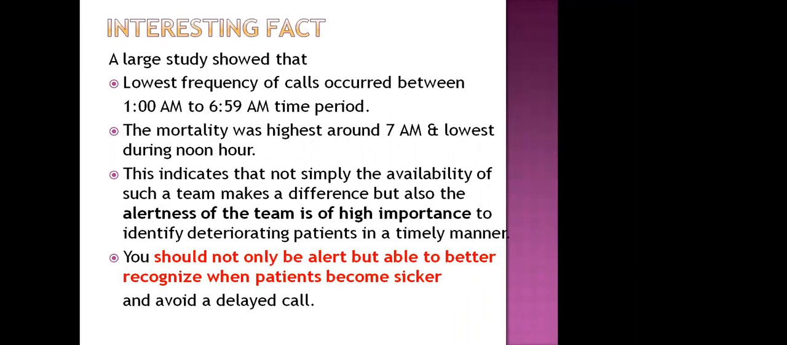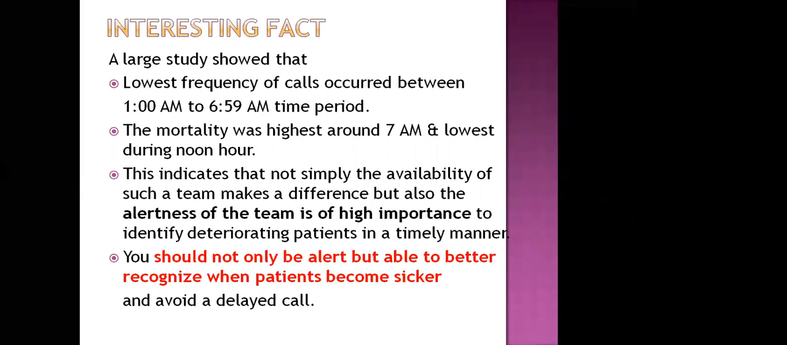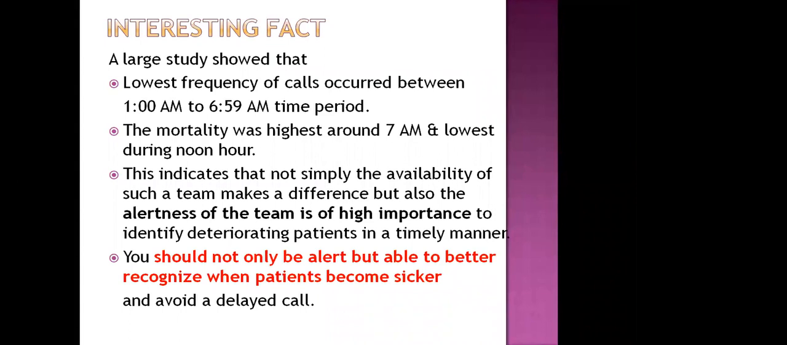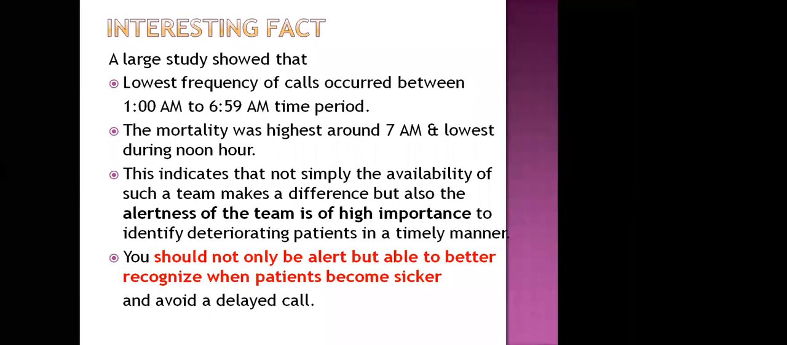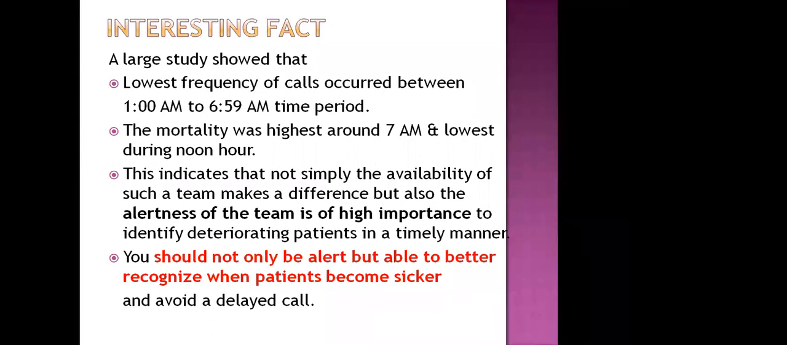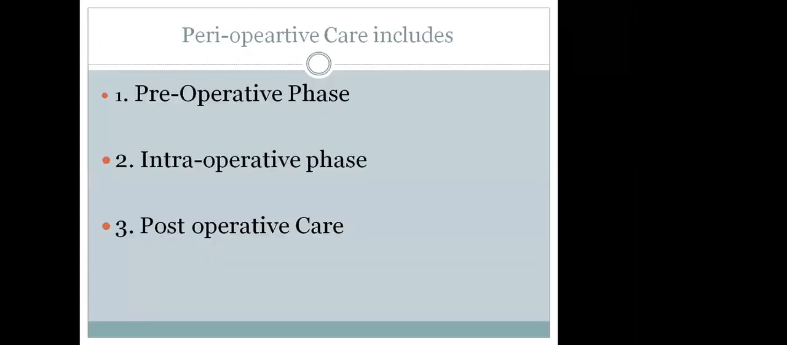I would like to share one interesting observation. The ICU resident receives the least frequency of calls between 1 a.m. and 6:59 a.m. But the mortality is highest at around 7 a.m. That means it's not only the availability of nursing staff in the ICU that is important. It's important for them to be alert enough to recognize when a patient is becoming sicker, and they should send a call and not delay in sending a call.